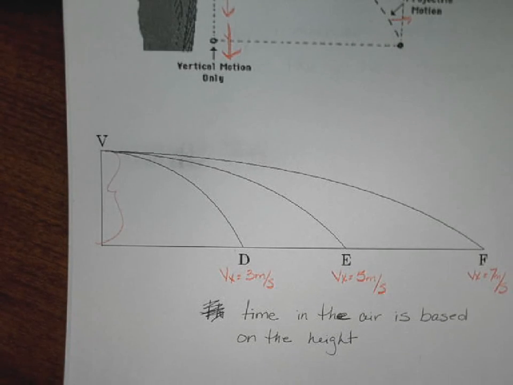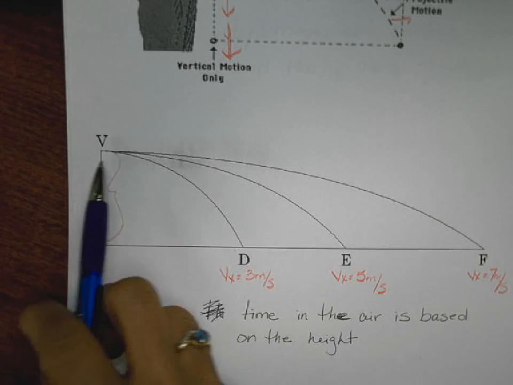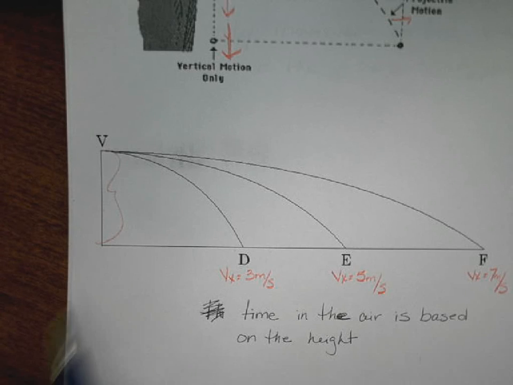That is for a horizontal projectile. We'll get to vertical in another video or two. But horizontally, if I shoot something horizontally, the time in the air is based on the height. You need to remember that.